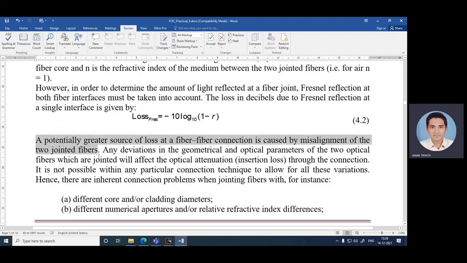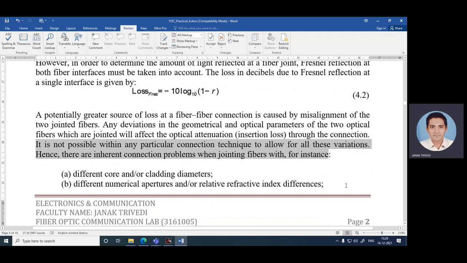A potentially greater source of loss at a fiber-fiber connection is caused by misalignment of the two jointed fibers. Any deviation in the geometrical and optical parameters of the two optical fibers which are joined will affect the optical attenuation or insertion loss through the connection. It is not possible within any particular connection technique to allow for all this variation.